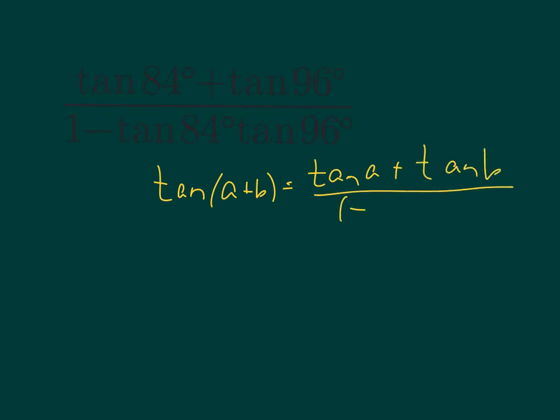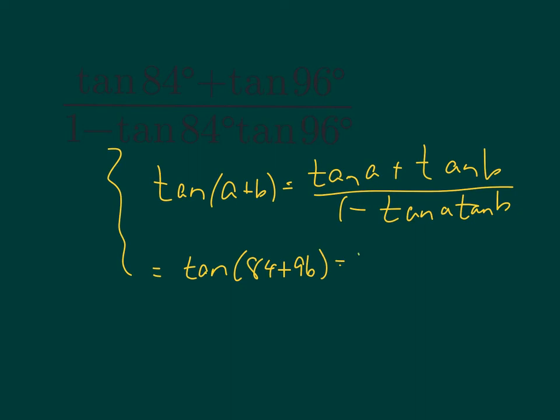Okay, here we just recognize that our sum formula for tangent is tangent of A plus B is equal to tan A plus tan B divided by 1 minus the product of tan A and tan B. And so it's very obvious that we have the form presented, and so this would equal tangent of 84 plus 96, which is the tangent of 180 degrees, and that's very nicely one of our quadrantal angles.